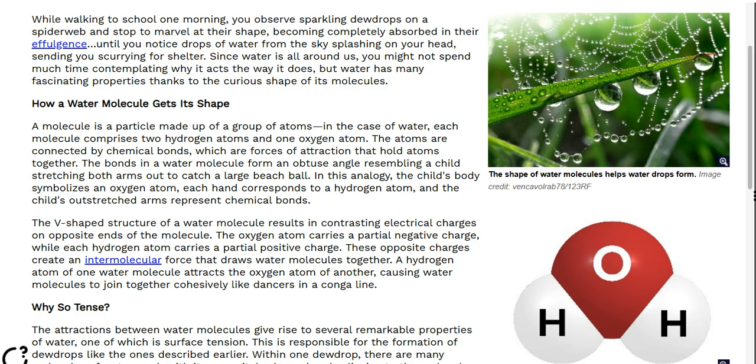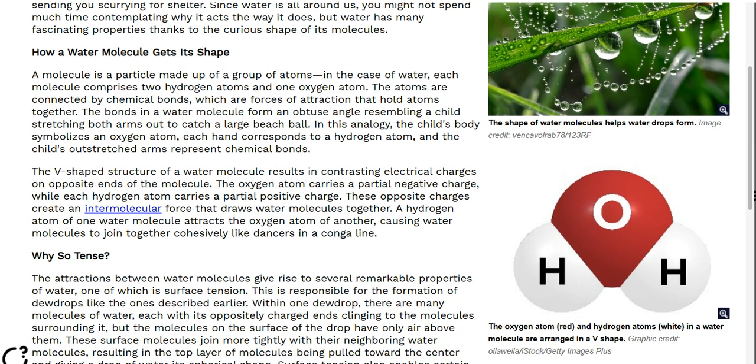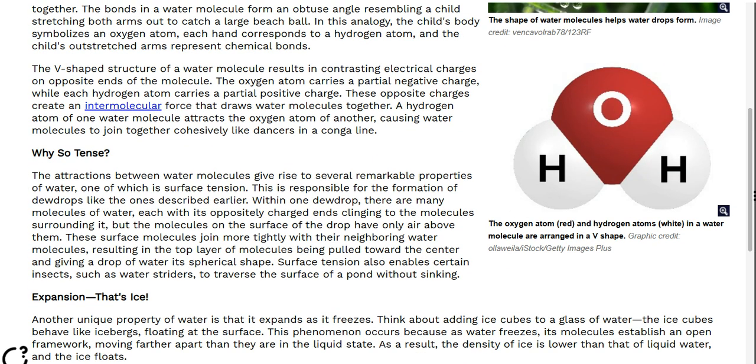The bonds in the water molecule form an obtuse angle, resembling a child stretching both arms out to catch a large beach ball. In this analogy, the child's body symbolizes an oxygen atom. Each hand corresponds to a hydrogen atom, and the child's outstretched arms represent chemical bonds.